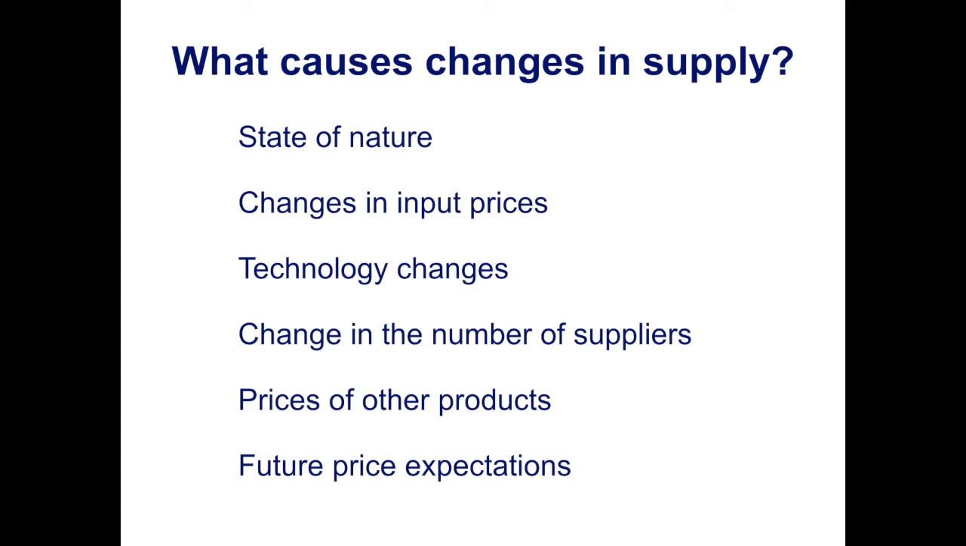So we have what we call substitutes in production and complements in production. And future price expectations. So businesses are going to start up or close down based on what they think is going to happen in the future in their particular industry.